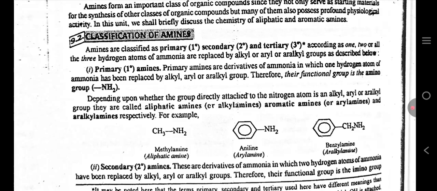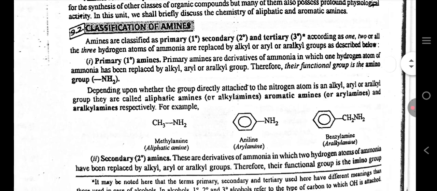Classification of amines. Amines are classified as primary, secondary, and tertiary according as one, two or all the three hydrogen atoms of ammonia are replaced by alkyl or aryl or aralkyl groups, as described below. Primary amines. Primary amines are the derivatives of ammonia in which one hydrogen atom of ammonia has been replaced by an alkyl, aryl, or aralkyl group.